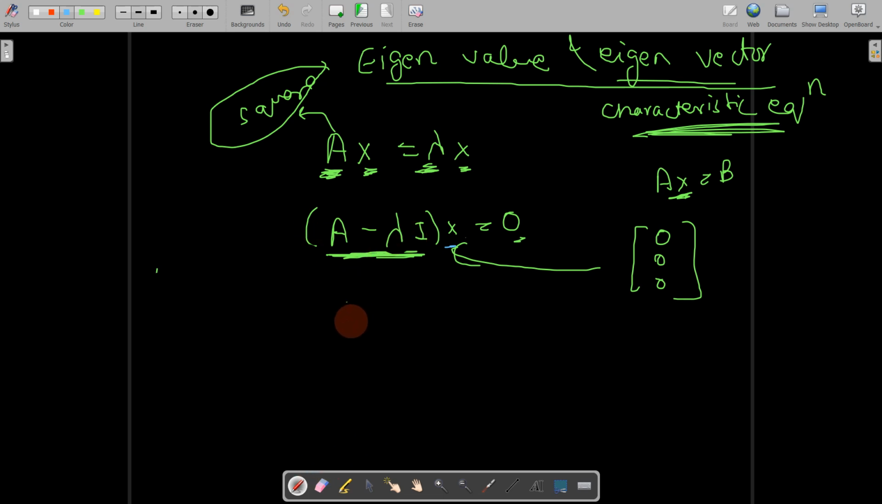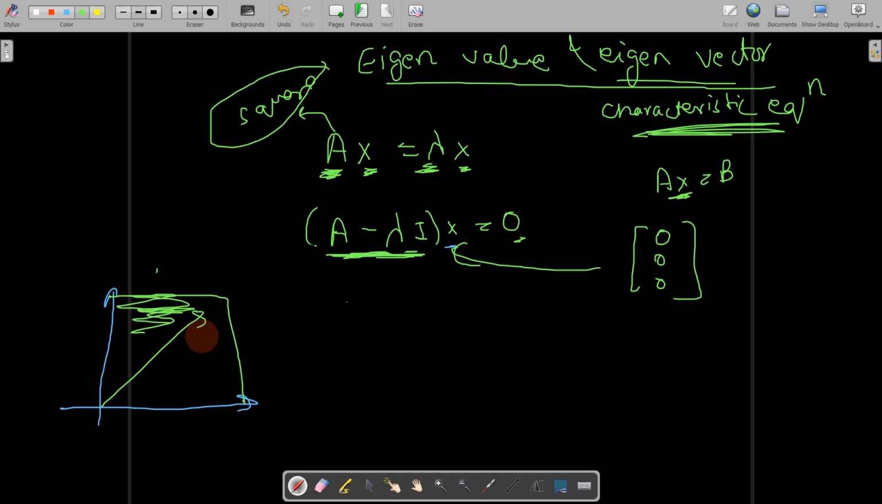That is, it has to be singular. What does singular mean? I will give you a short, quick intuition. So, A minus lambda I, suppose the number of independent basis columns it should have is 3. But we found out that the third vector is not adding any new information in that direction. It's a linear combination of the first two. That means it is lying on the plane.